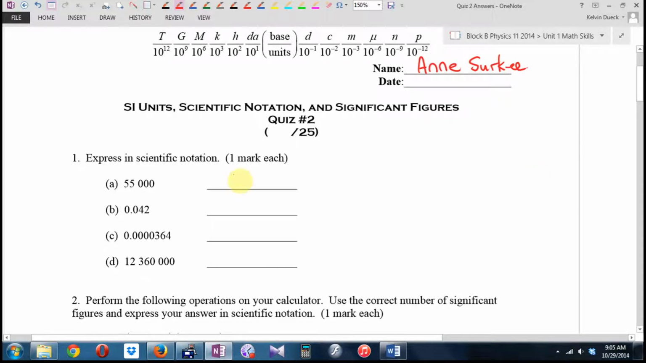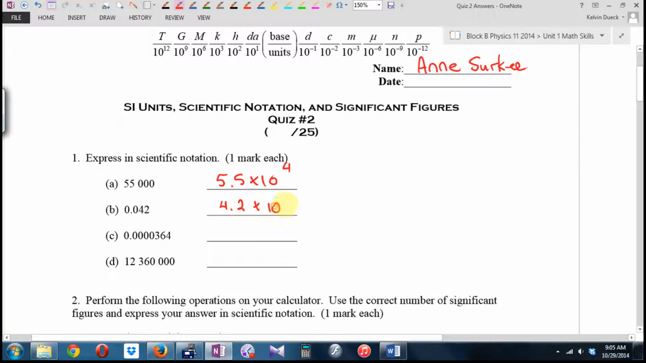Expressed in scientific notation, 5.5 times 10 to the 4th, 1 mark. Don't write it down now. Try it this weekend at least and learn. It means you're going to have homework on the weekend, but do it then.